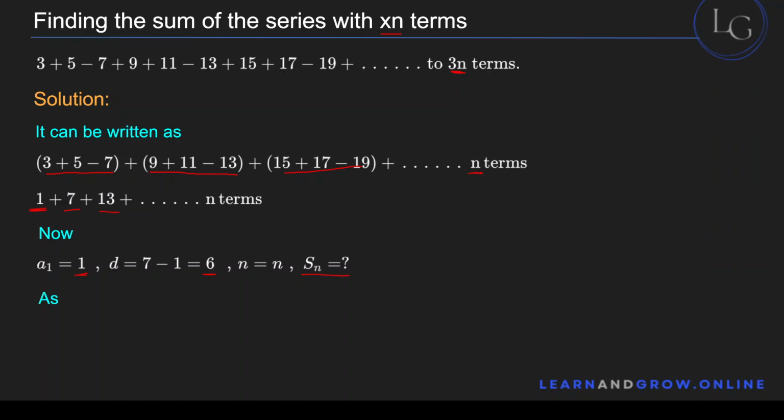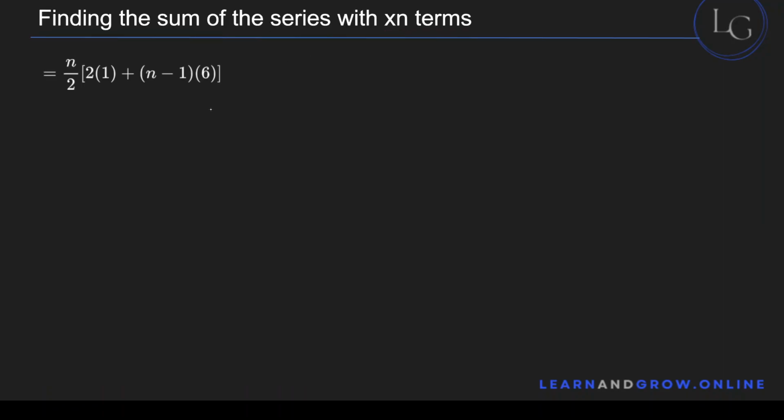So how will you do this? Well, you write down the formula to find Sn. And when you plug in the values, you basically get this. So Sn is equal to n into 3n minus 2. And that's about it really.